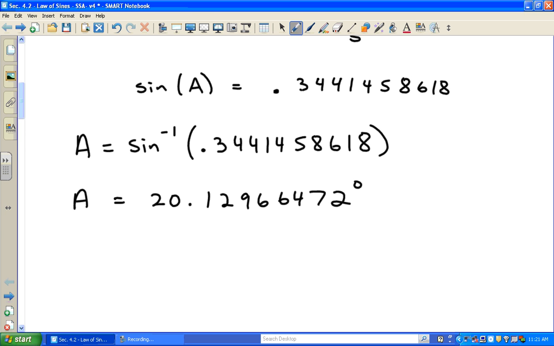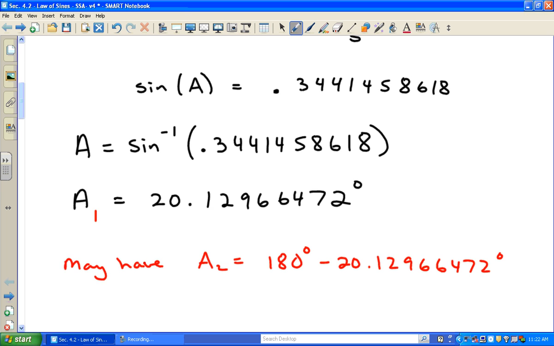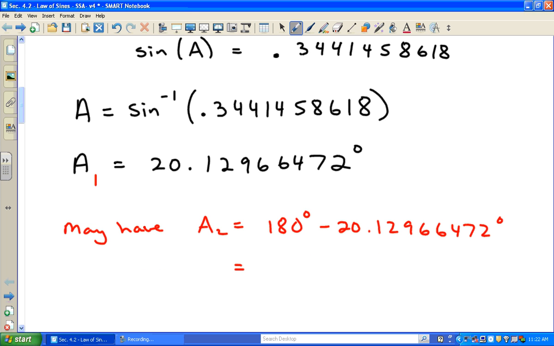Now I'm going to call this particular angle A sub 1 because we know that there's a possibility that I may get two different values for my angle A. To figure out the other value for angle A, we may have A sub 2 equaling, and the way you compute A sub 2 is you subtract 180 degrees minus the angle that you just found, and this was explained in an earlier lesson.